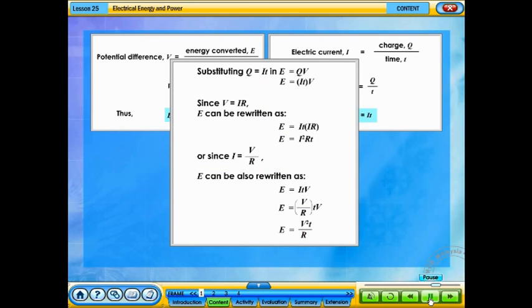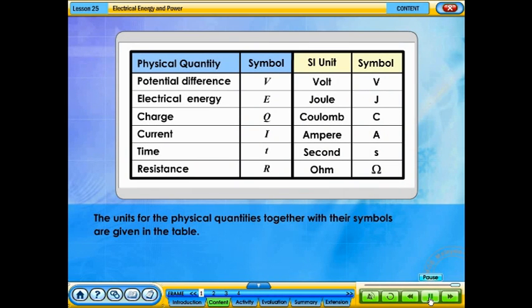Substituting Q equals I t in E equals Q V, energy E equals current times time times voltage. Since V equals IR, energy E can be rewritten as E equals I squared R t. Substituting I as V over R, energy E then equals V squared t over R. The units for the physical quantities together with their symbols are given in the table.